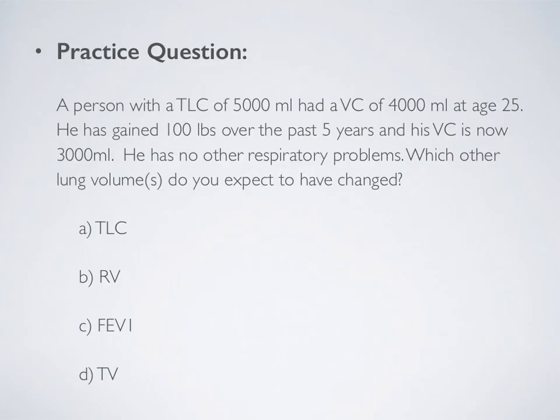So just to help you think about all of this, think about this question. You have a person whose total lung capacity is 5,000 mils. It's a nice normal lung capacity. When he was 25, he had a vital capacity of 4,000. Since then, he's gained some weight. He's gained 100 pounds over the past 5 years, and his vital capacity is now 3,000 mils. No other respiratory problems.